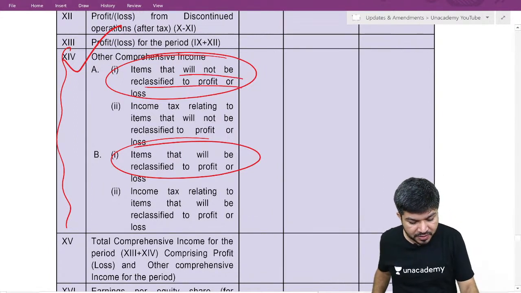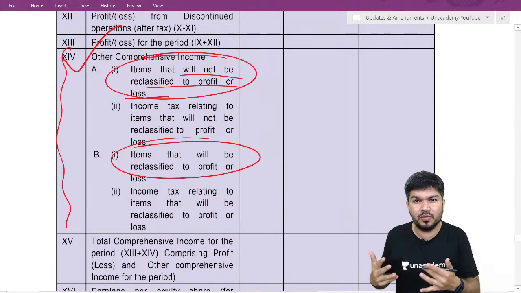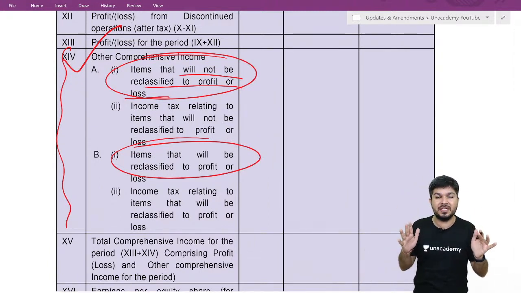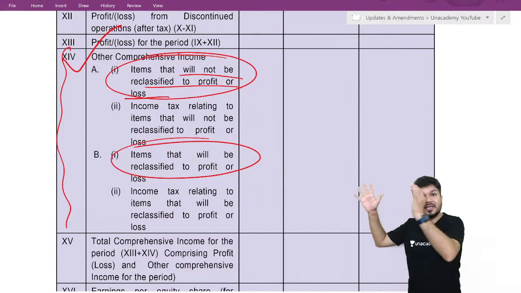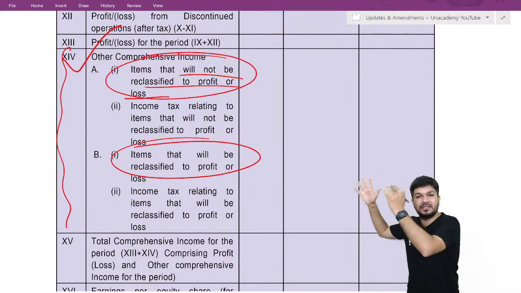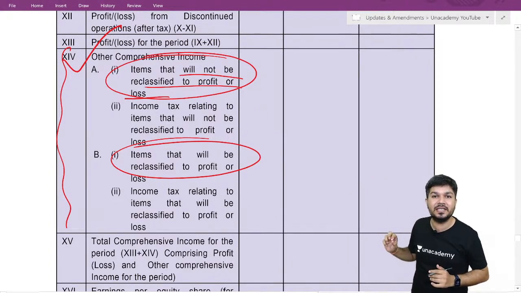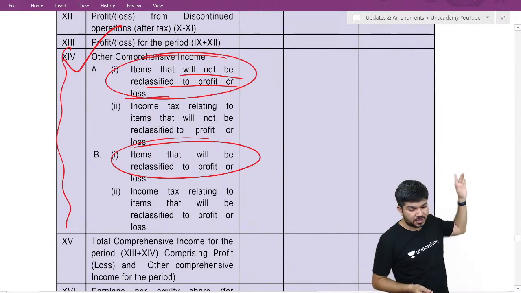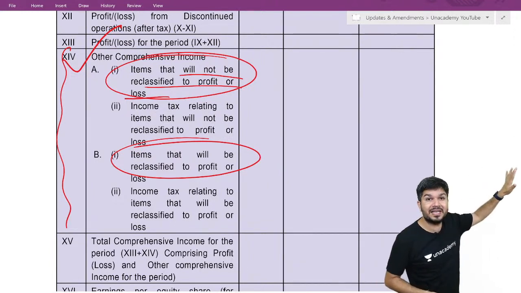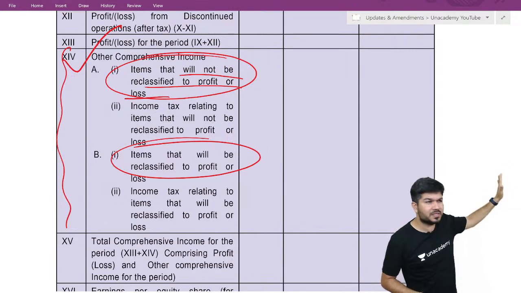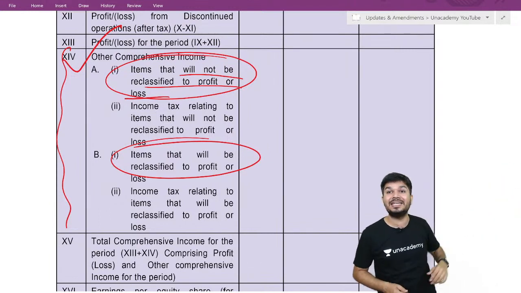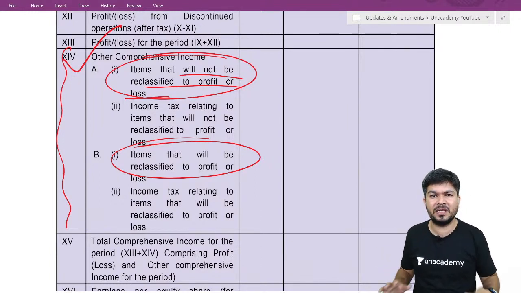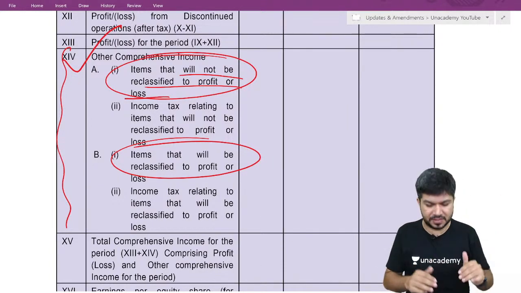Not reclassified to P&L means today they are not going in P&L. In future when they become realized, it will not go to P&L, it will be directly transferred to retained earnings. So under your other equity, it was there under revaluation surplus, remove it from there and directly take it to retained earnings. Not reclassified to P&L will go directly to retained earnings.